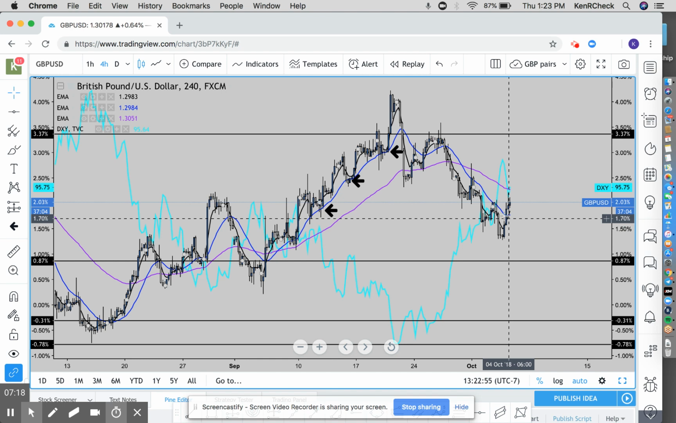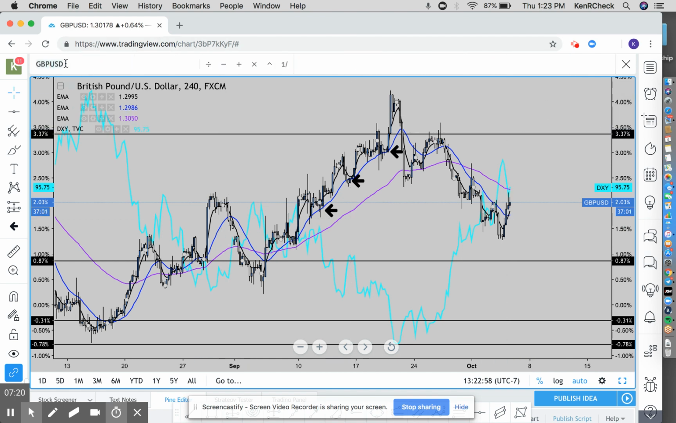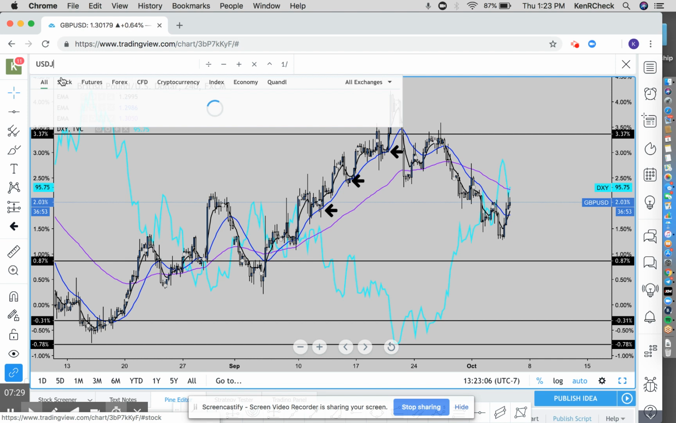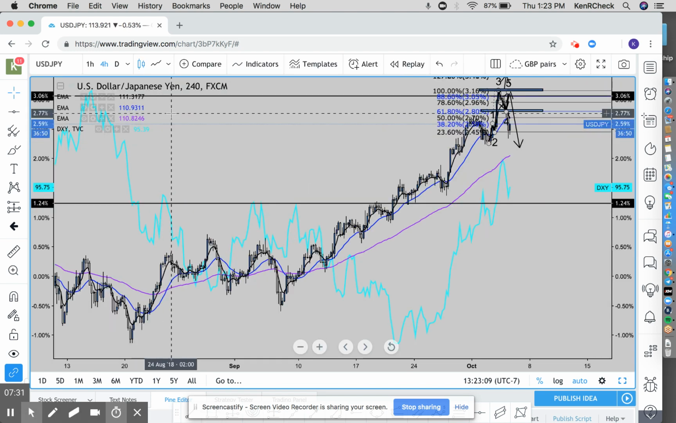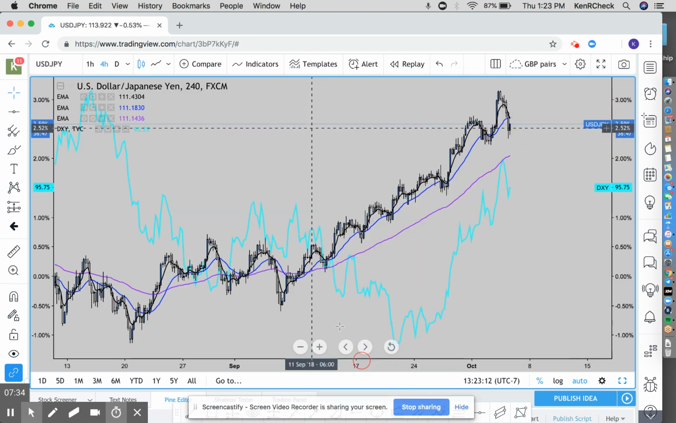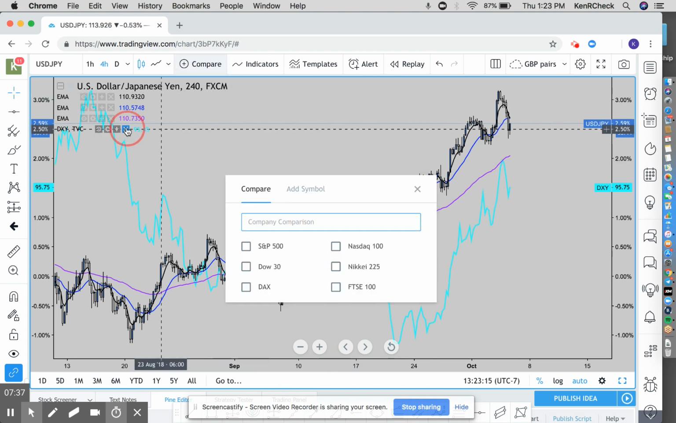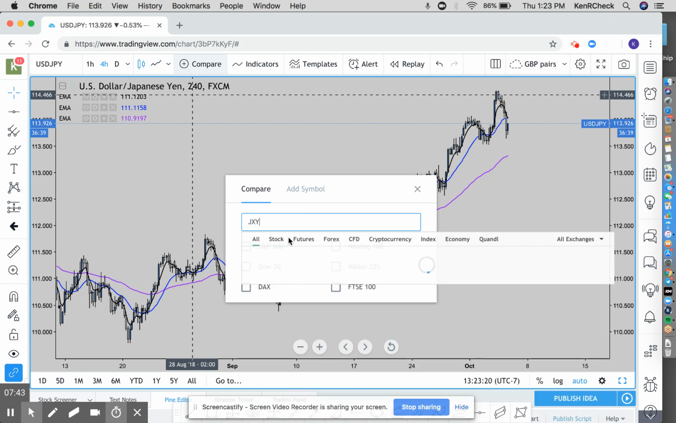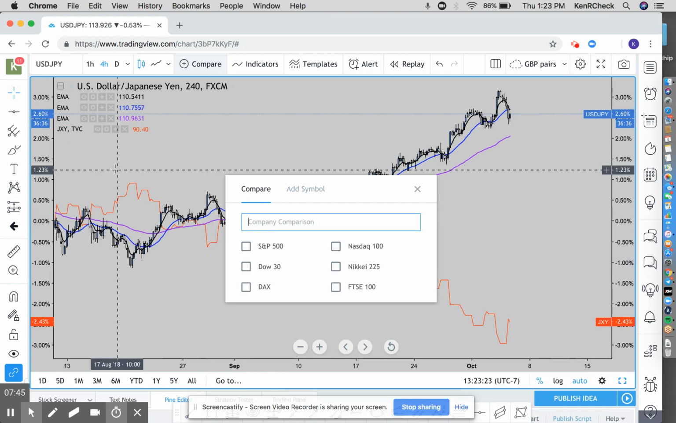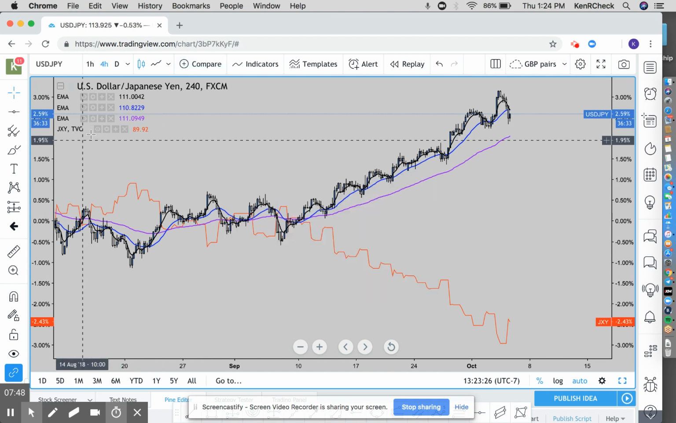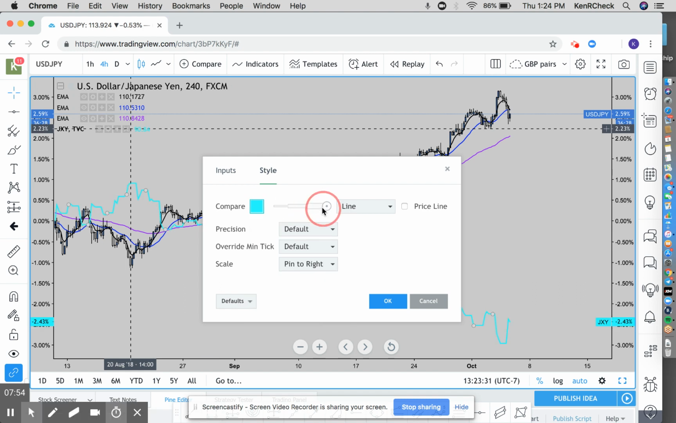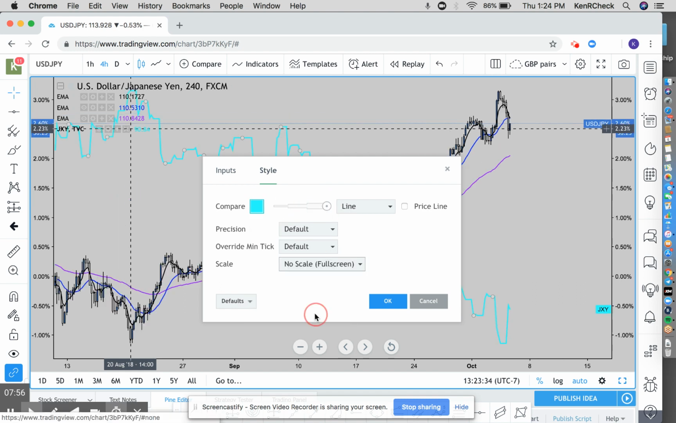So now we're kind of going to change this and go into the Japanese yen, because the majority of you guys love trading the yen pairs. So we're going to go on USD JPY and delete all this. And we're going to take that DXY and click on compare again, and type in JXY. So Japanese yen. Perfect. Click X. And we're going to go on format and make this blue again. Make this stick. And no scale, full screen.